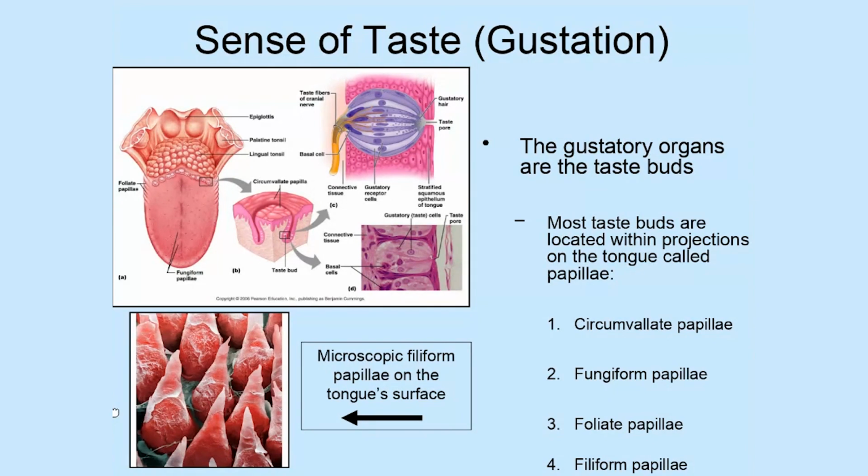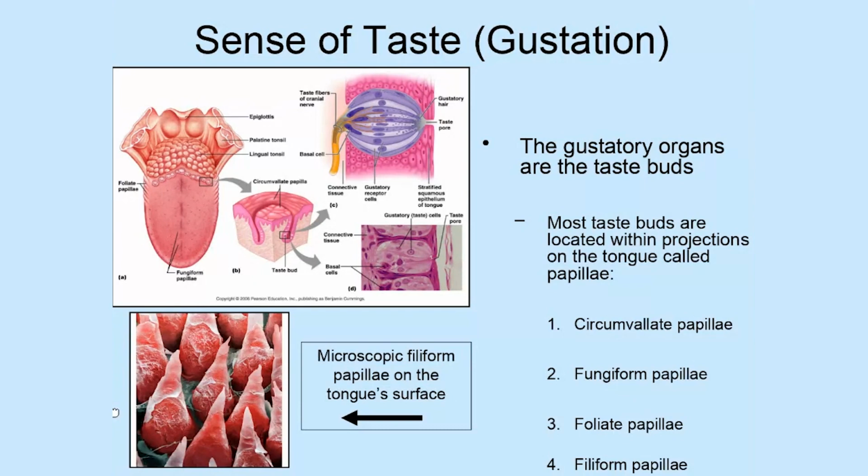We all know that you taste with your tongue. And so what I want to do now is talk a little bit about the anatomy, the actual structures associated with the tongue that house the gustatory organs or the taste buds, what allows you to actually be able to taste. Most of the taste buds in our body are located within projections on the tongue that are known as papillae. However, we also have some taste buds on the cheeks of the mouth.